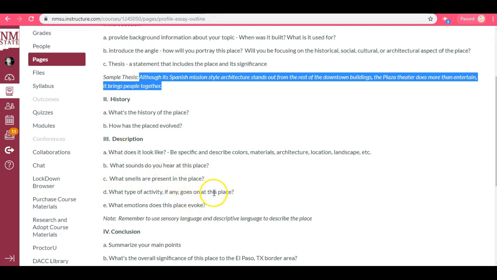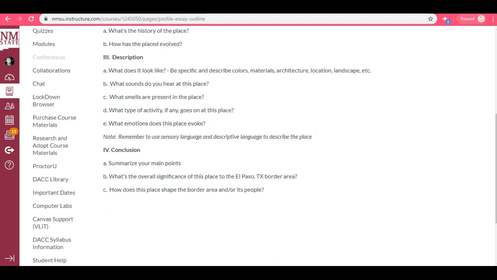So moving on, when you're describing the place, make sure you address what does it look like, what sounds do you hear, what smells are present, what type of activity goes on in this place, and what emotion does this place evoke. That's one of the things that a profile essay should do, is that it should convey some sort of feeling about this place, right? So again, what do you want your audience to get from this place? Like, what's the impression you want to make about this place? But also, what do you want your audience to feel about this place?